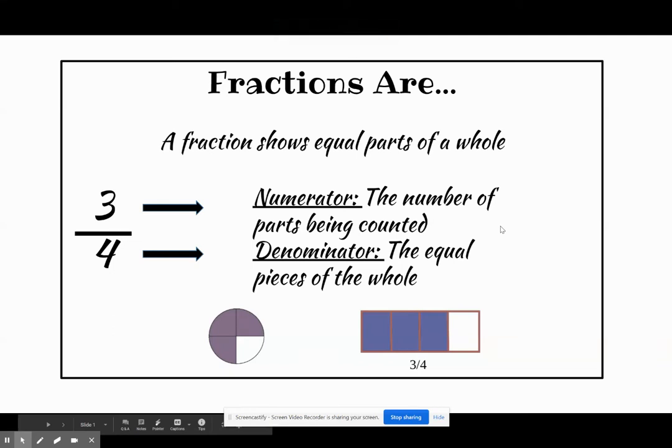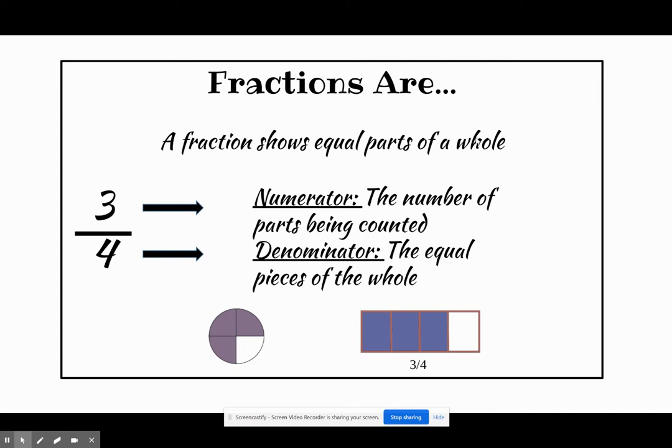Hi, I thought I would take a few minutes just to go over the fraction presentation that I've shared with you in the classroom already. It is something that you could utilize anytime you're having trouble with fractions, but I thought I would walk and talk you through it.